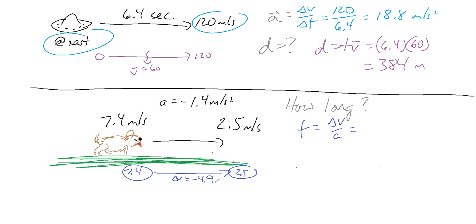So it dropped by 4.9 meters per second. So the negative doesn't really matter too much for this because, you know, time can't be positive or negative, but it's negative 4.9 was the change in v. My acceleration is negative 1.4. So I'll just divide those two out. The negatives end up canceling out anyway, which makes sense. And it took 3.5 seconds for the dog to slow down.